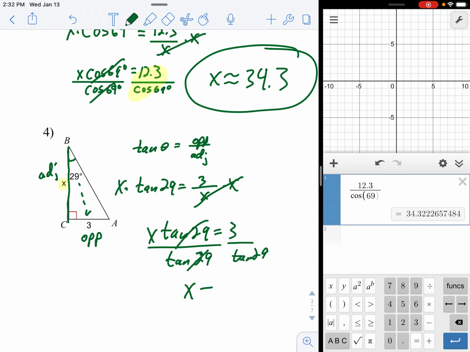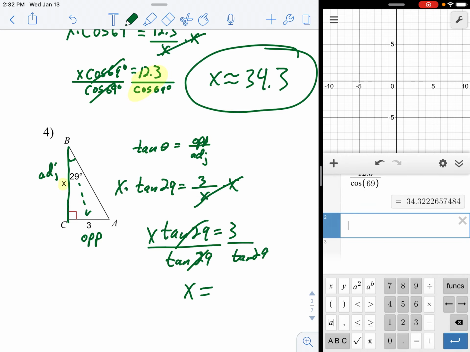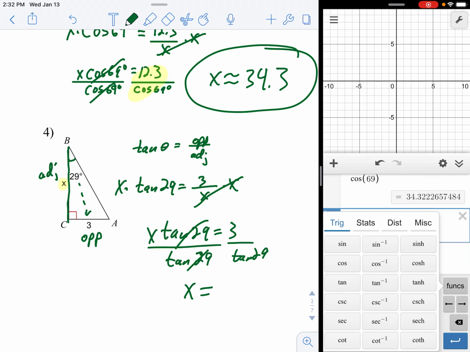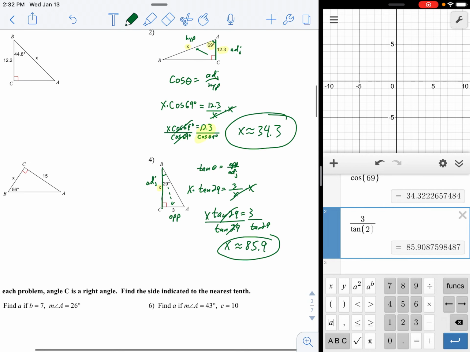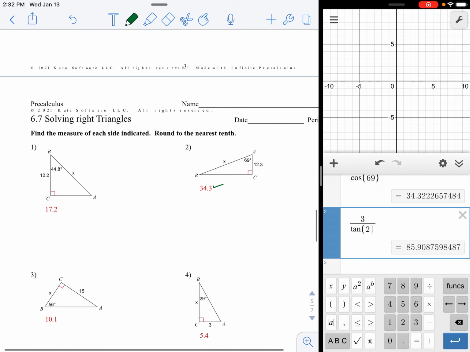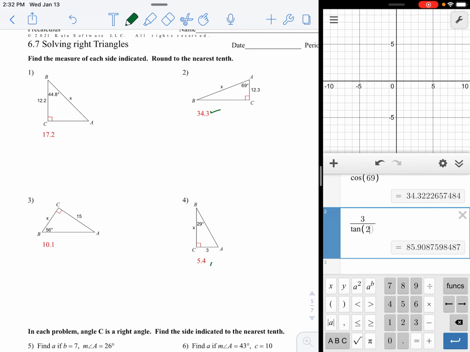That cancels out. And then I use my calculator. 3 divided by tangent of 29. And I get 85.9 as my answer. And once again, that should be approximately because I've rounded this off. Let's check number 4. And that's not even close.